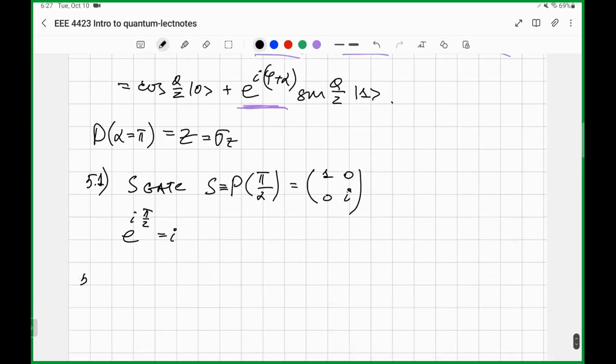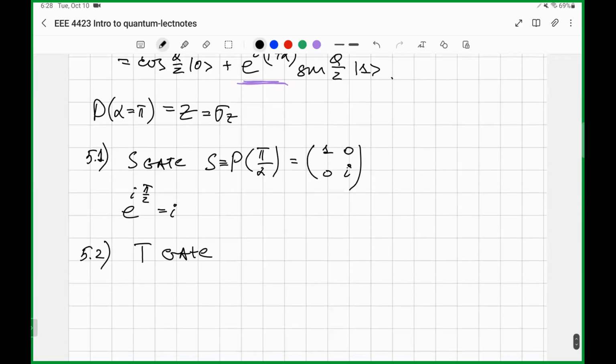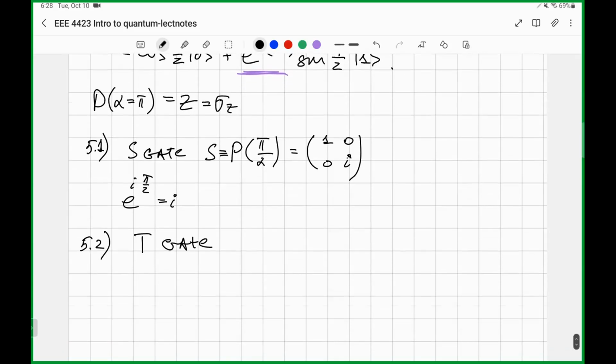And another one, 5.2, T gate. The T gate is the same as the P gate, but in the case when alpha is equal to pi over 4. So it's going to be 1, 0, 0, e to the power of i pi over 4.